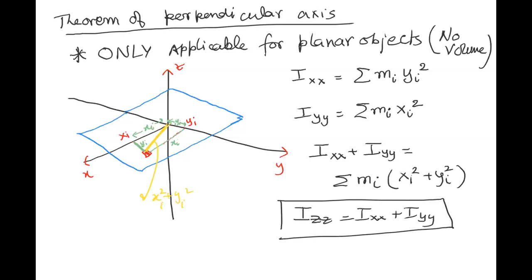If you have a planar object, then if you choose the x and y axes to be in the plane of the object, and if you choose the z axis to be perpendicular to the plane of the object, then the sum of the moments of inertia about the x and y axes will be equal to the moment of inertia about the z axis. Okay.